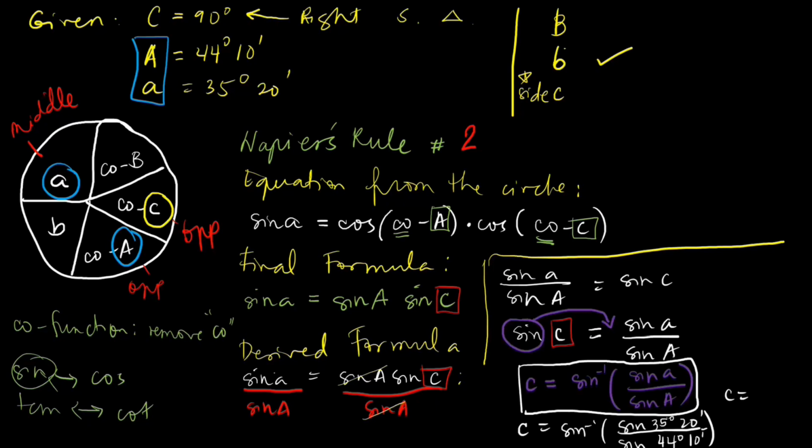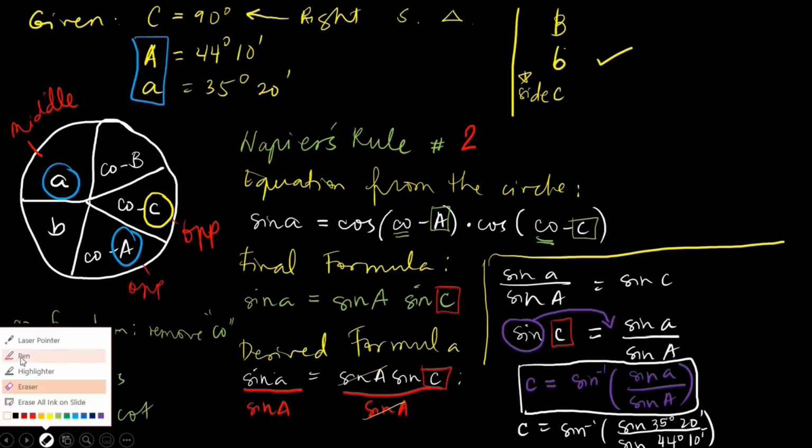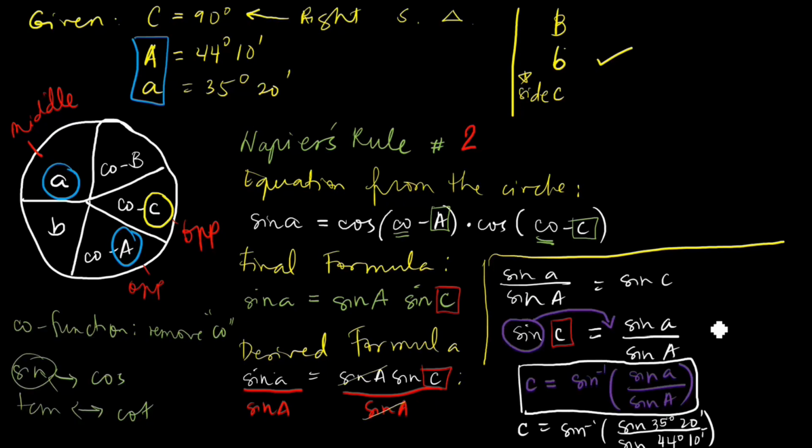So in degree, minute, and second, you press the DMS. So that is, I'll just write it here. So C equals 56 degrees, 6 minutes, and 12.22. So that is only 12 seconds.